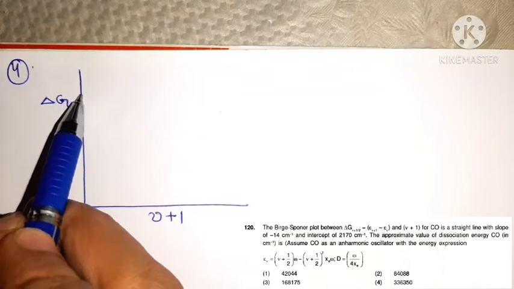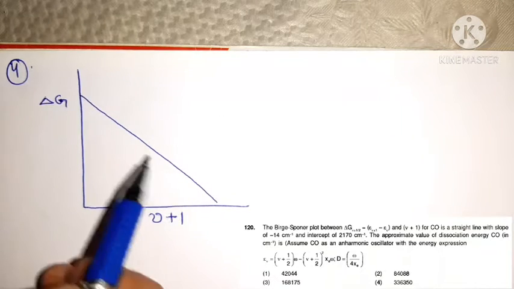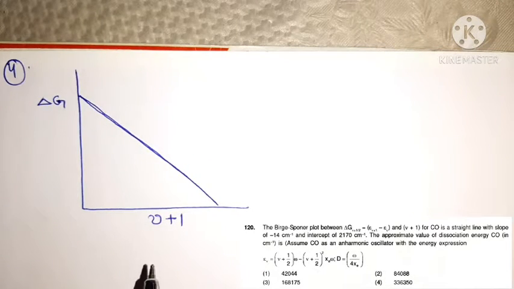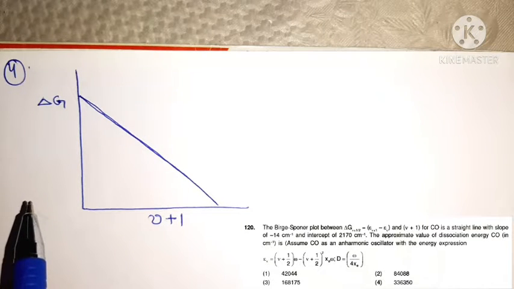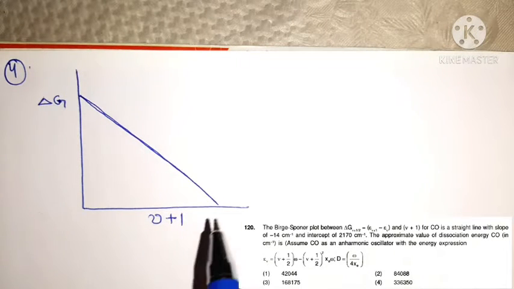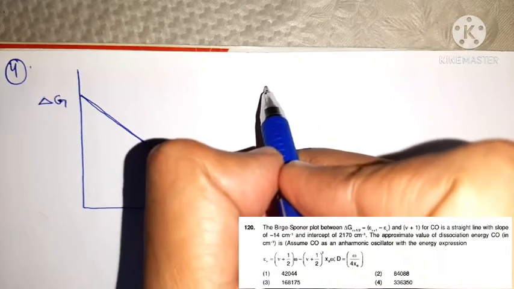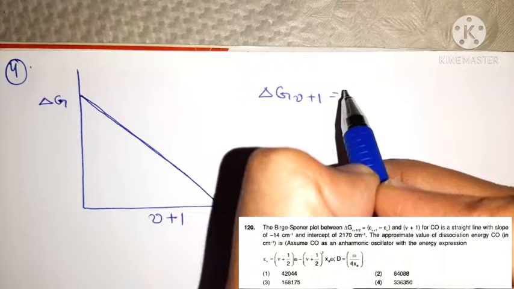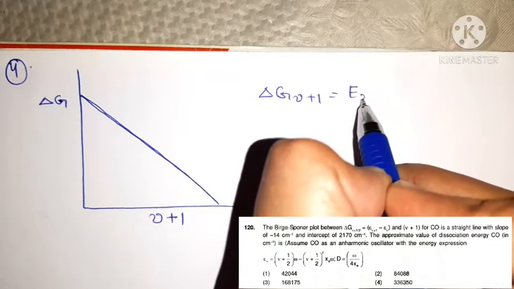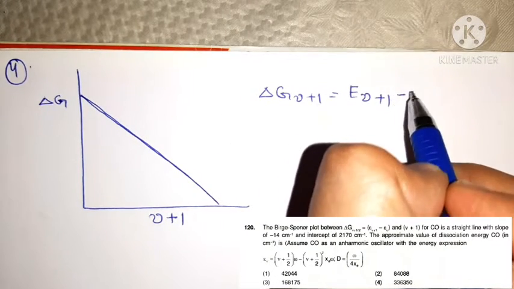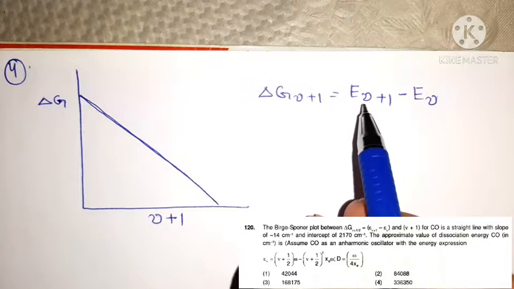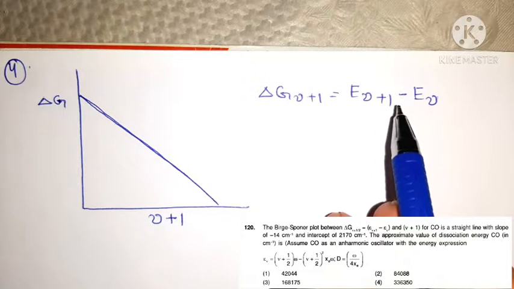And the slope of this graph will be negative, that is minus 14 centimeter inverse. This is a graph, actually this is a Birge-Sponer plot. Now according to our question, we have a value of delta G nu plus 1 equals E nu plus 1 minus E nu.